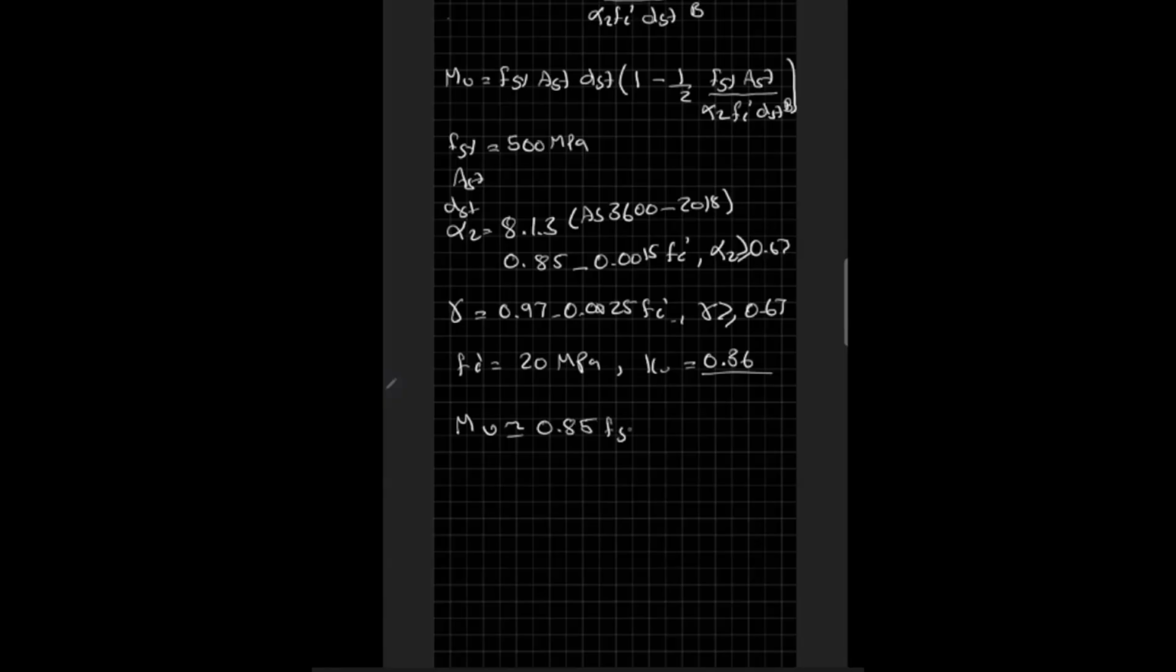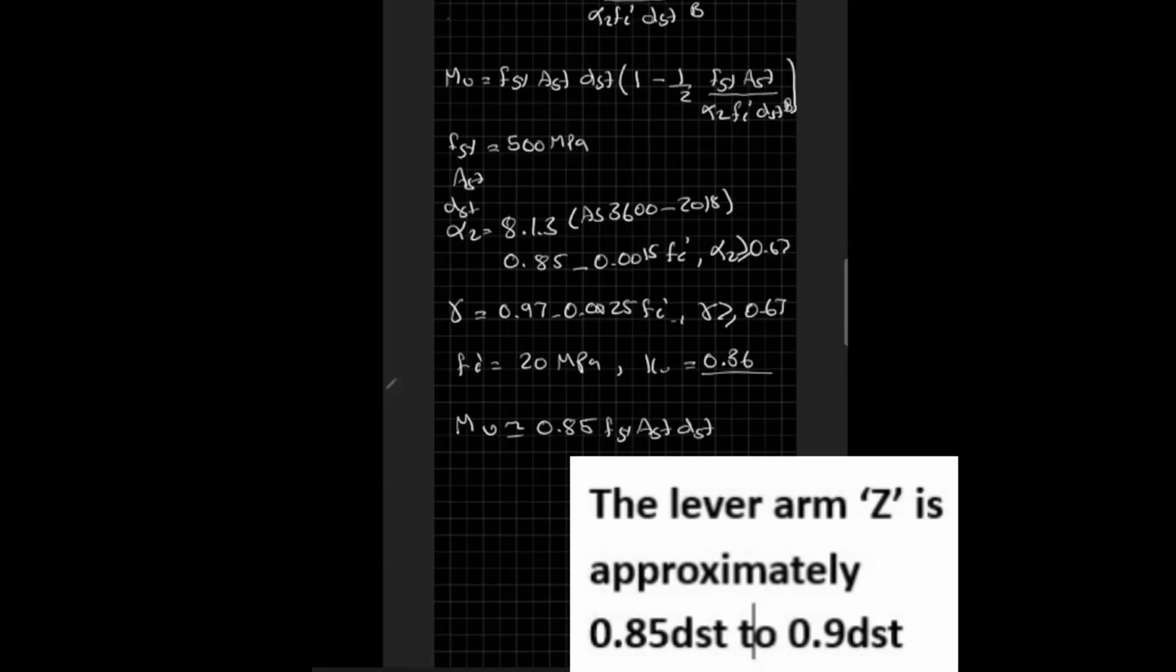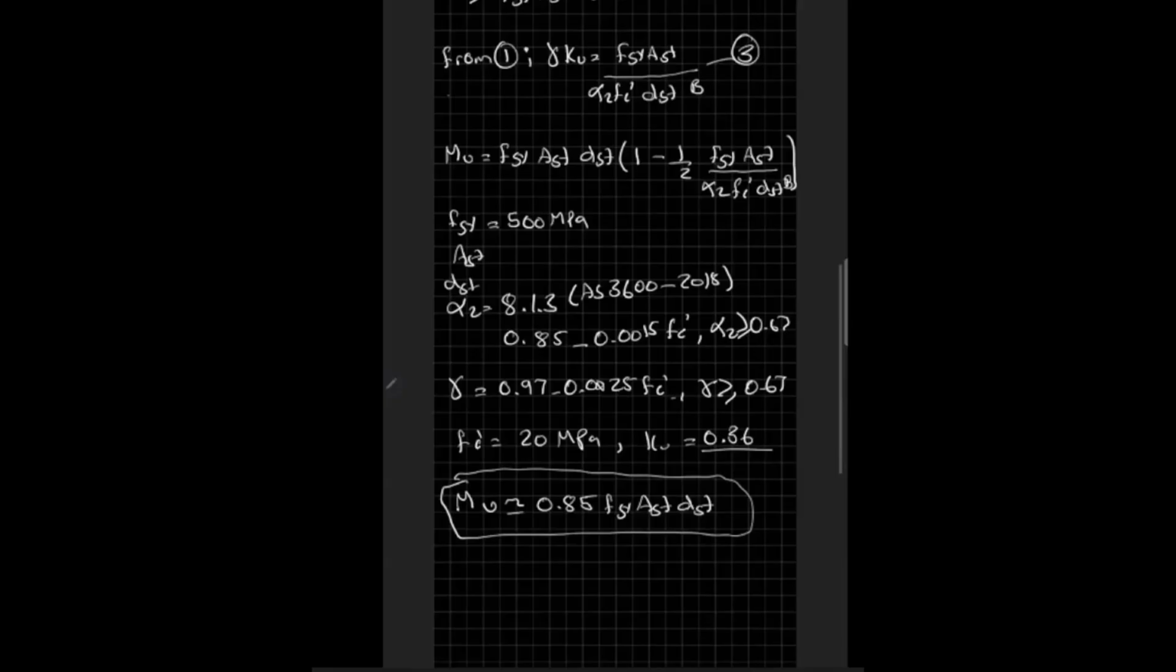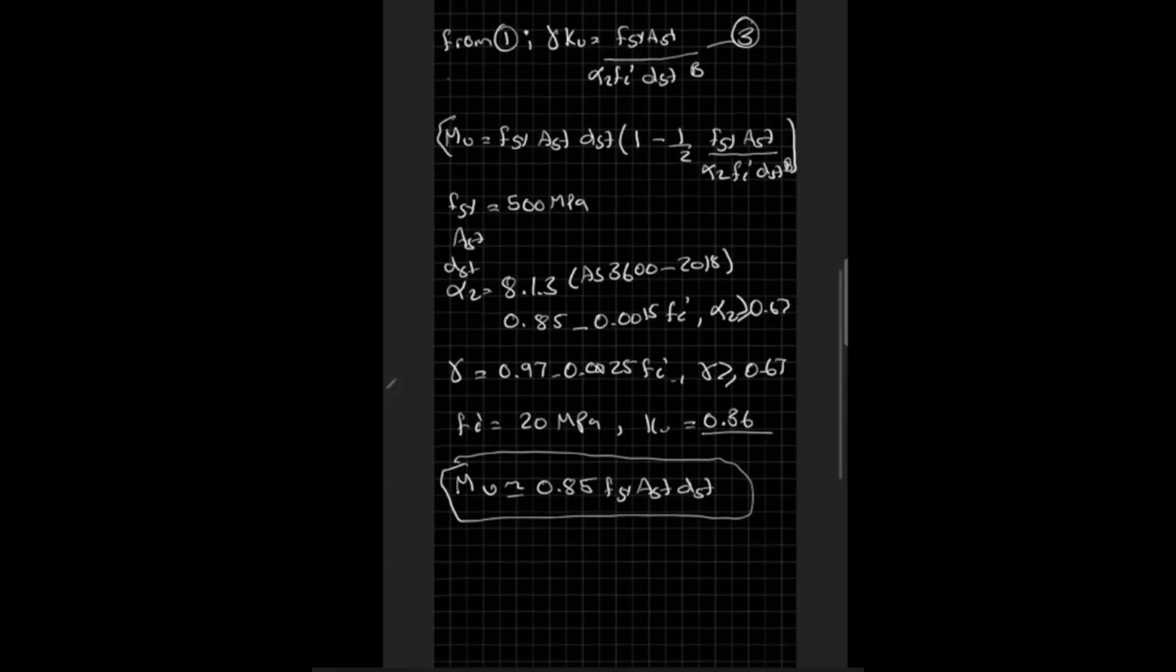So if we assume 0.36 and we work out gamma, given Fc dash is 20 MPa, Mu is going to approximately be, about 0.85, say, right? Fsy, area of steel, times dst. It's about 0.85 times dst. Yeah, so this is just a quick formula instead of using that big formula that we worked out before. Worked out right over here.